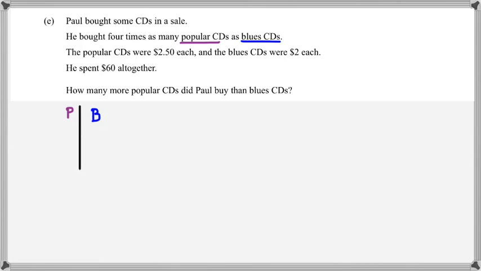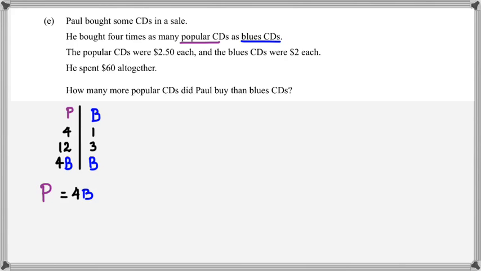Now imagine if Paul bought 1 blue CD, then he would have bought 4 popular CDs. If he buys 3 blue CDs, then he's bought 12 popular CDs, because 3 times 4 is 12 and 1 times 4 is 4. So in other words, if it's just B, then it could be written as 4 times B. Whatever B is, he's bought 4 times B for popular CDs. So that's the first thing. We know the first equation is we can write P equals 4B.